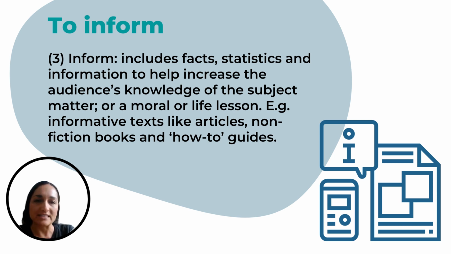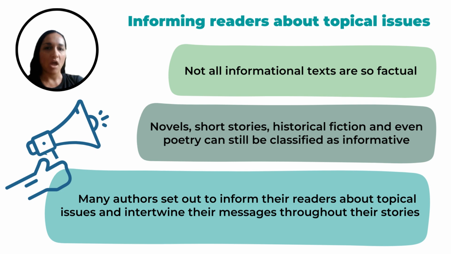Biographies, autobiographies, historical accounts, and scientific textbooks all fall under the category of informational texts. All of these textual forms are generally unbiased, objective information sources, yet not all informational texts are factual. Novels, short stories, historical fiction, and even poetry can still be classified as informative.